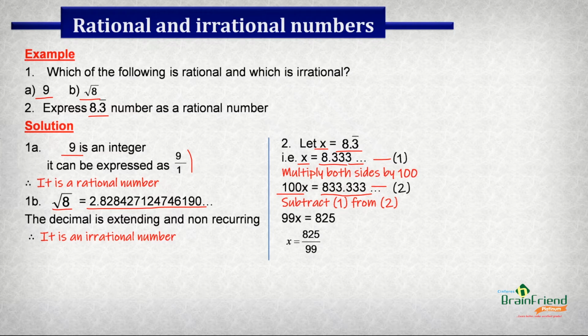Now we subtract equation 1 from equation 2 like we did previously, and that gives us 99x equal to 825. If we divide both sides of the equation by 99, we would have x equal to 825 divided by 99. So we have expressed that number 8.3 bar as a ratio of two integers, meaning it is a rational number.